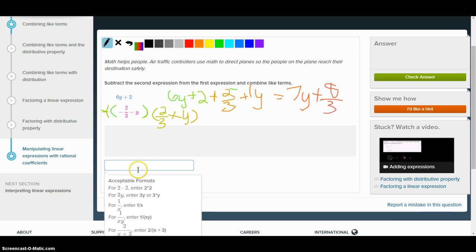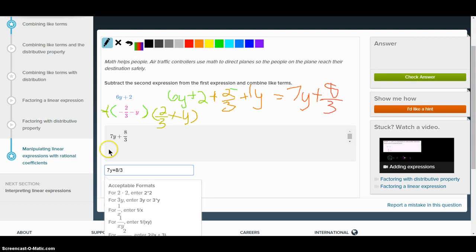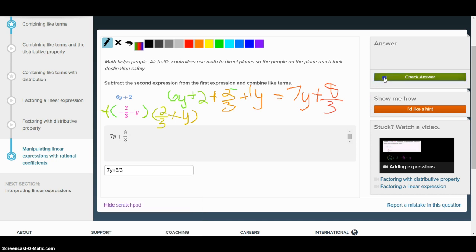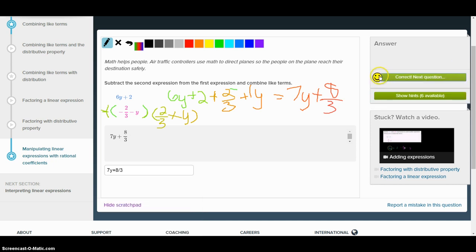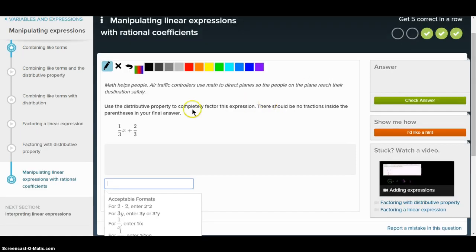Alright, let's try that out. 7y plus 8/3. This little box is nice. It gives you a preview of your answer so you don't accidentally put the wrong answer in there. So we'll check that, and we got that one right. So good work, us.